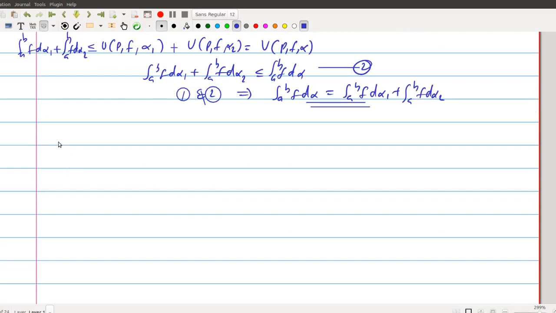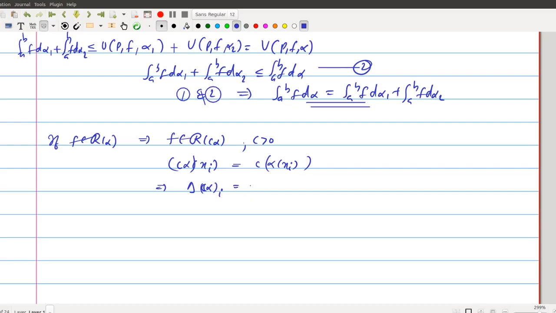Now we have the last case. If f belongs to R(alpha), then we'll prove that f belongs to R(C alpha), where C is positive. In this case, we write the C alpha of x_i as C times alpha of x_i. So this implies delta C alpha_i is the same as C times delta alpha_i. So this is the relation between these two: delta (C alpha)_i is equal to C times delta alpha_i.